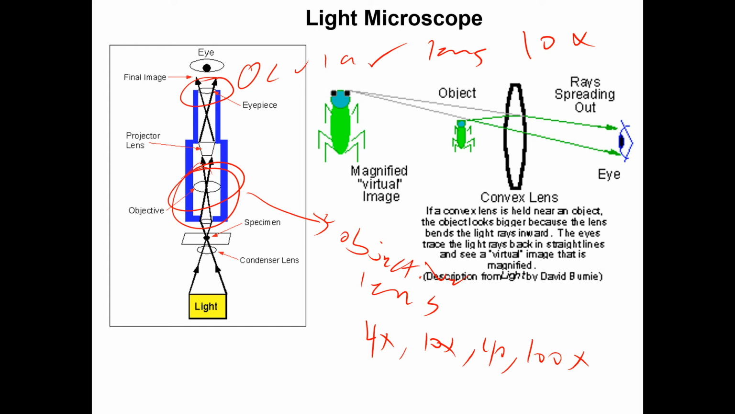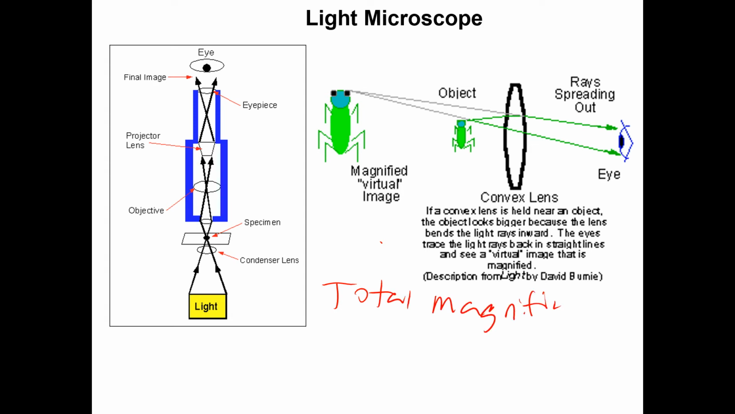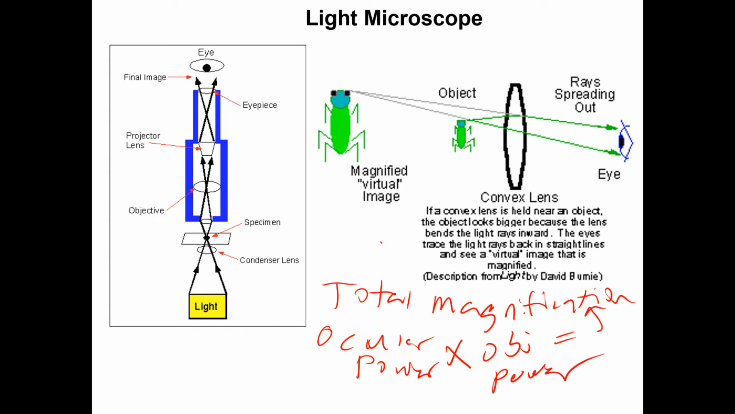When you're talking about microscopes, you're talking about magnification. There's something you have to become familiar with, called total magnification. You take your ocular power and multiply it by your objective power, and that gives you your total magnification.